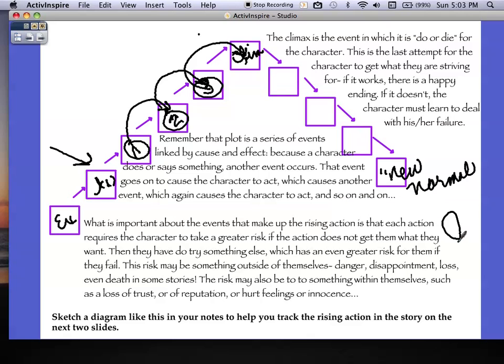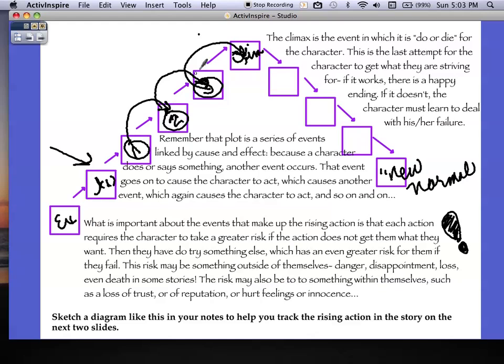What is important, and this needs to be in your notes, dearies, what is important is that each action requires the character take a greater risk if they don't get what they want. Then they have to do something else to get what they want, but that causes even greater risk because they blew it the first time. The risk can be something outside of themselves, danger. They try to do something and they fail, but so now they're in a greater sense of danger and they have to try it again. Or it could be something internal. It could be a loss of trust, a loss of reputation. It could be hurt feelings. It could be their innocence.